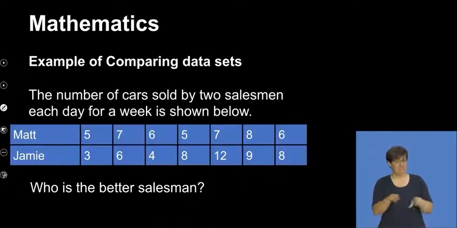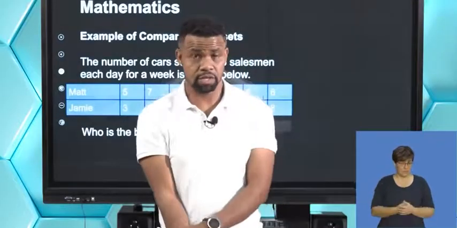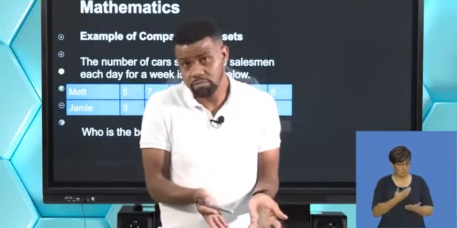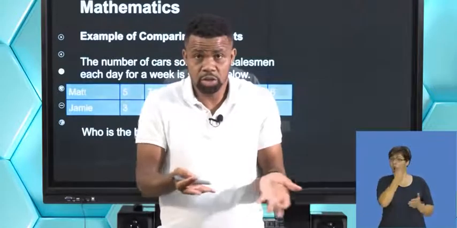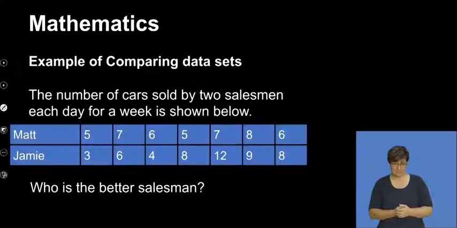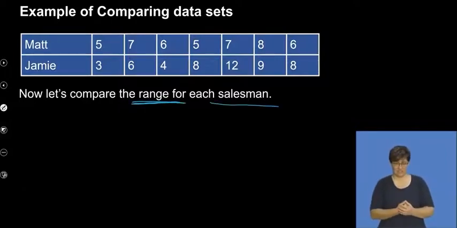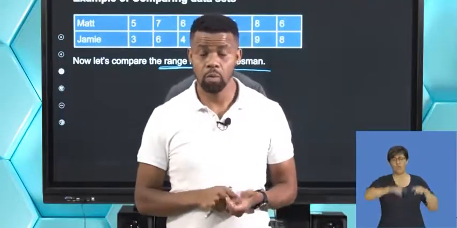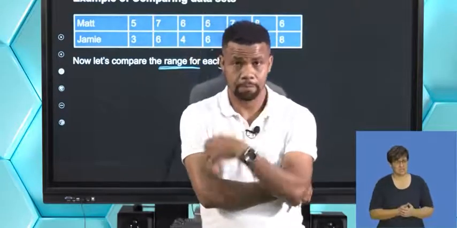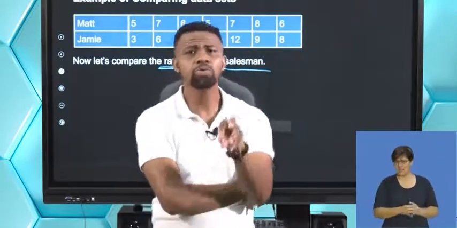But now, same question. Can you approach it differently and not look at the mean? Is that possible? I think it's possible, because mean is not the only measure we can focus on. Okay. So let's do the range for each salesman and see. What does the range tell us? I think a range will tell us who's the most consistent.